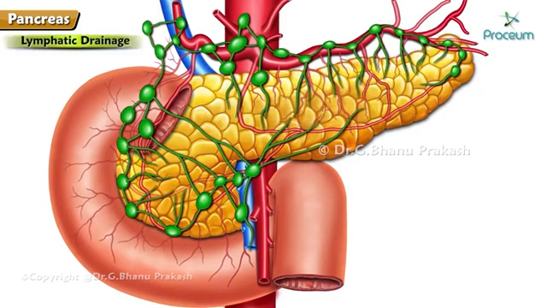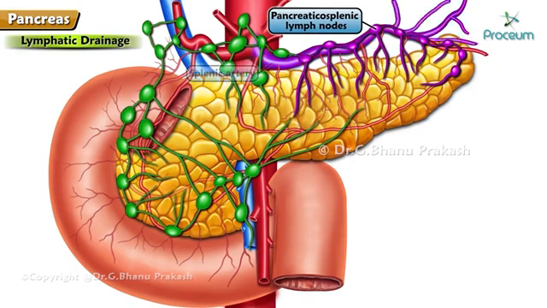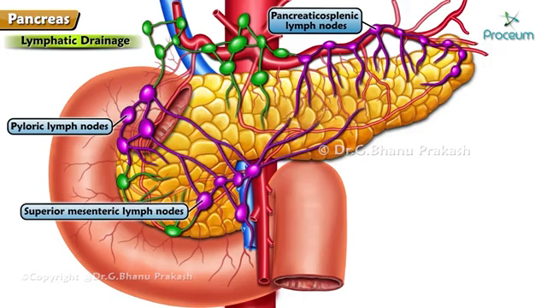Lymphatic drainage. The pancreatic lymphatic vessels follow the arteries. Most vessels end in the pancreatico-splenic lymph nodes, which lie along the splenic artery. Some vessels end in the pyloric lymph nodes. Efferent vessels from these nodes drain to the superior mesenteric lymph nodes or to the celiac lymph nodes.